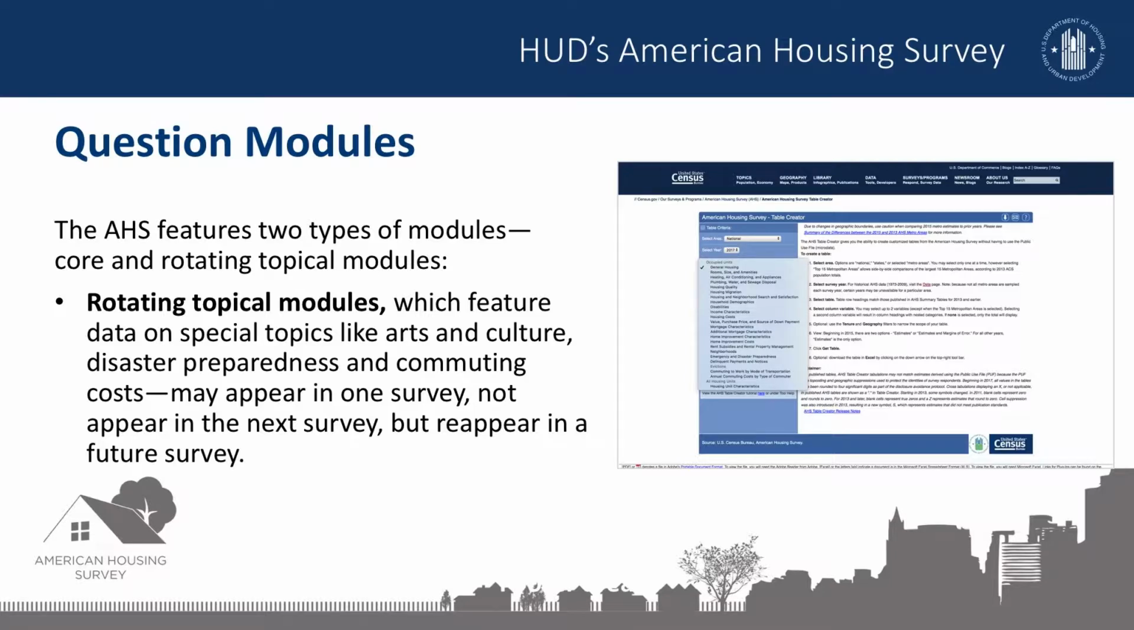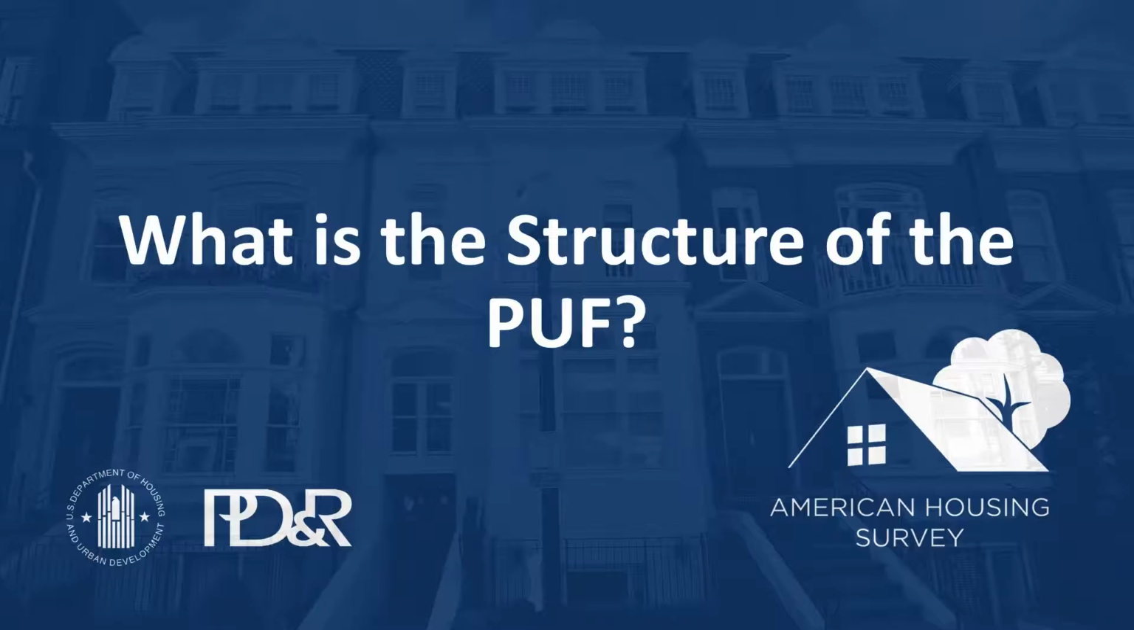To maximize the number of rotating topical modules that can be included in a survey year, beginning with the 2013 AHS, HUD and Census began splitting the AHS sample in two groups, administering some topical modules to Group 1 and some modules to Group 2. To produce estimates using variables from rotating topical module questions, PUF microdata users must use a special split sample weight pertaining to the topical module group. We will talk about the split sample weights in a few minutes. Now, we'll examine the structure of the PUF microdata.